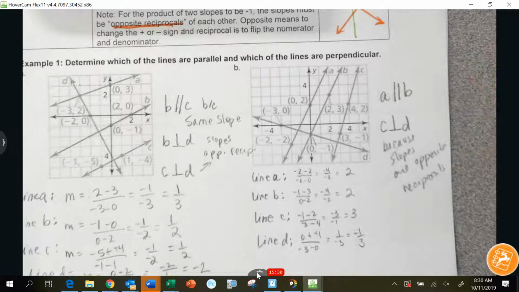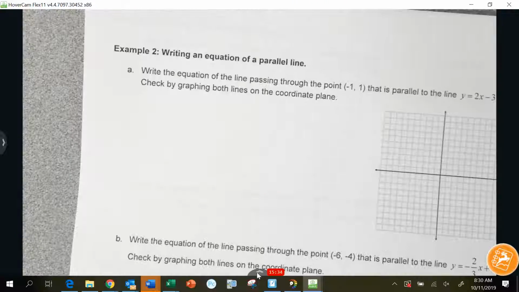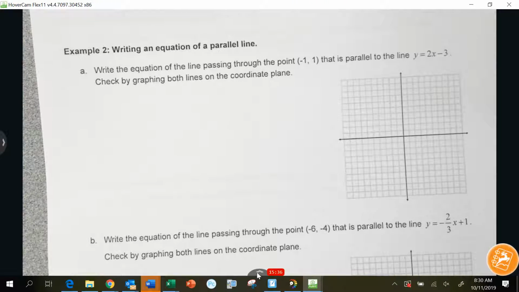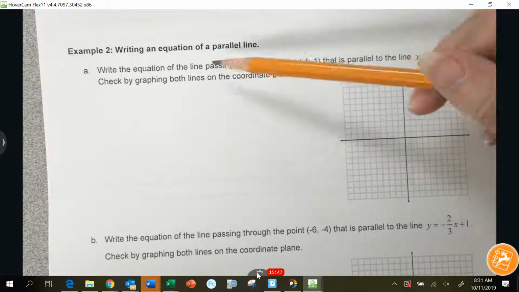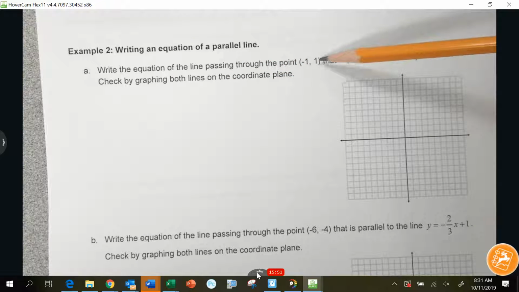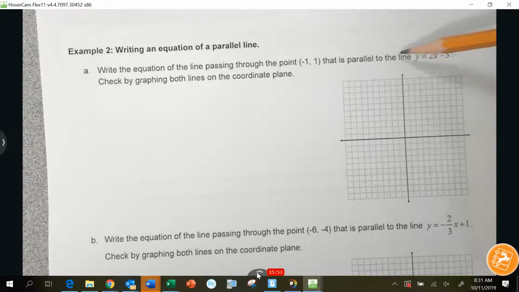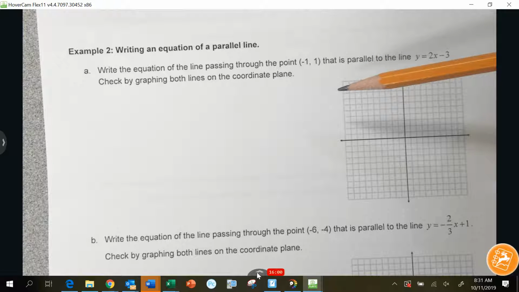Let's add something else on, second page. We're going to write the equation of a parallel line through point -1, 1 that is parallel to the line y equals 2x minus 3. And we're going to check by graphing both lines on the coordinate plane.